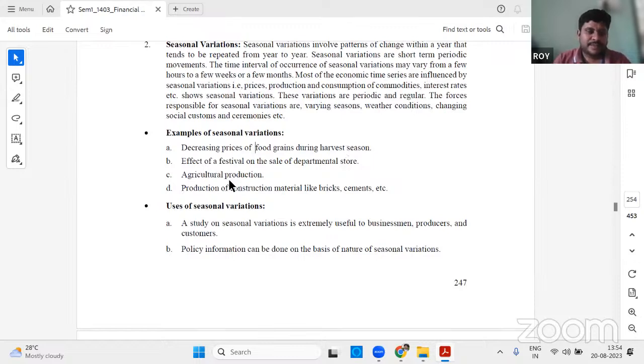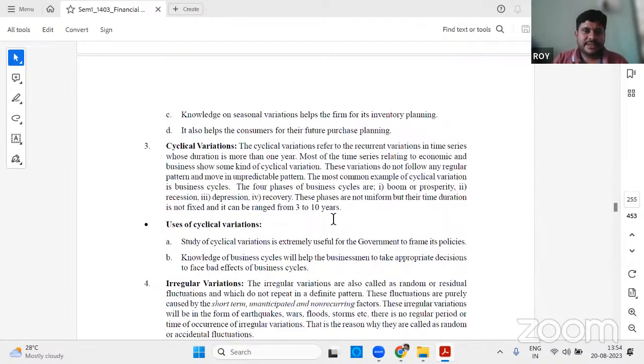Next one, cyclical variations. Let me go into that. Cyclical variation has boom and prosperity, then recession, depression, and recovery. These phases are not uniform, and their time duration is not fixed. It can range from 3 to 10 years as well. Sometimes, when the government is framing some new policies, definitely it will be there.